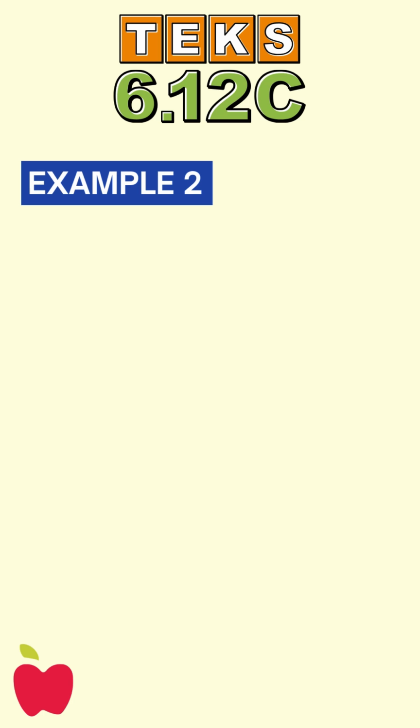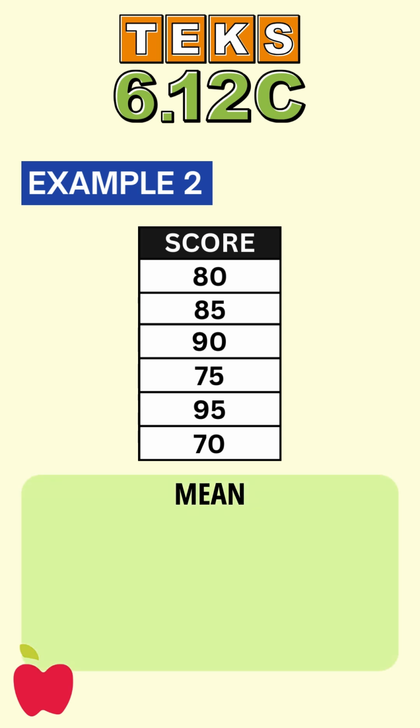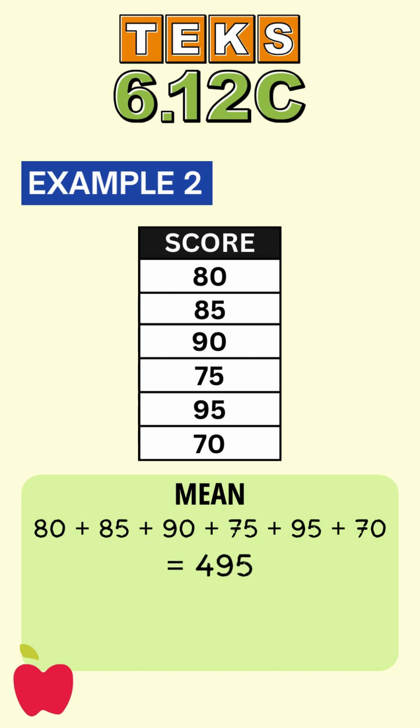Next, let's work with a table of student scores: 80, 85, 90, 75, 95, and 70. We'll follow the same process, calculating the mean, median, range, and IQR. Mean. First, let's add up all the scores. 80 plus 85 plus 90 plus 75 plus 95 plus 70 equals 495. There are 6 scores, so the mean is 495 divided by 6 equals 82 and 5/10.